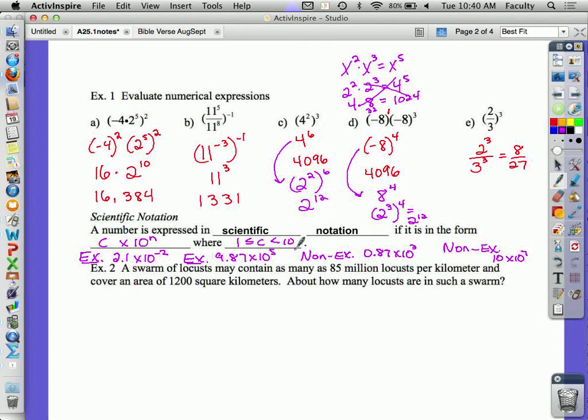All right, let's look at 2 examples. A swarm of locusts may contain as many as 85 million locusts per kilometer and cover an area of 1,200 square kilometers. About how many locusts are in such a swarm? Well, it's assumed you remember that a million has 6 zeros. So 85 million would be 85 and then 6 zeros. So if you know there's 85 million in 1 kilometer and you have 1,200 square kilometers, we're going to need to multiply these. So let's convert them to scientific notation.